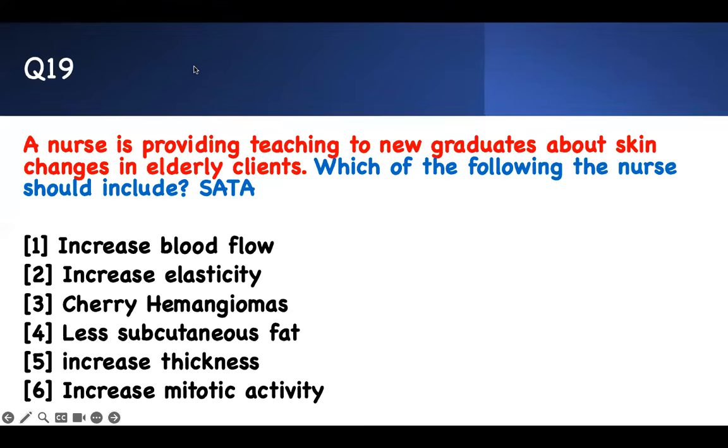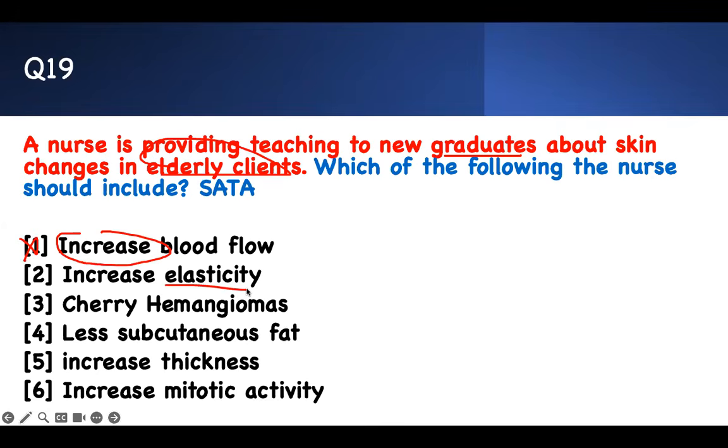Number 19. And this is providing teaching to new graduates about skin changes in the elderly. You know, elderly patients, that's why you have to take care of them. That's why they develop sickle, decubitus, and all those things. There's a reason why the skin undergoes changes as you grow older, unfortunately. And the biggest problem is blood flow. There's decreased blood flow, so the skin becomes atrophic. It breaks easily, so there's no increased blood flow.